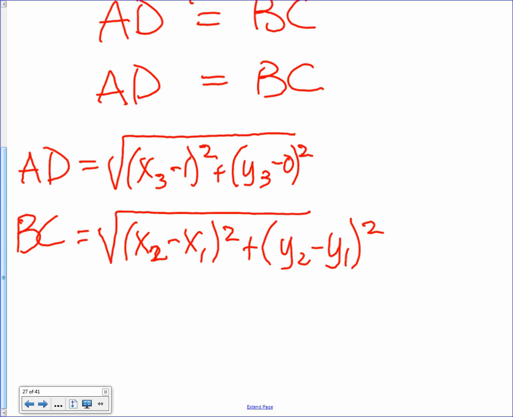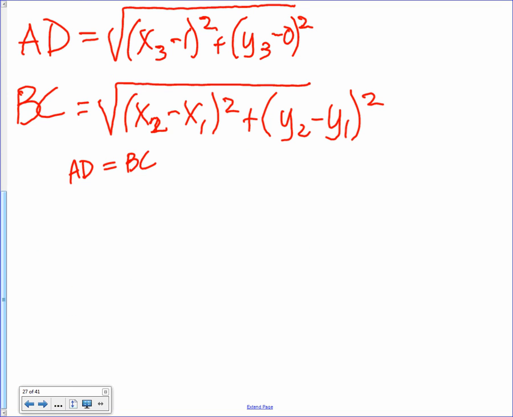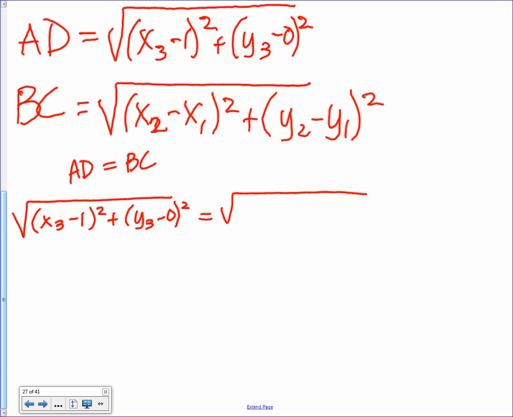So here's the deal. AD is equal to BC, and we just came up with two equations for those. Ready? AD is the square root of x sub 3 minus 1 squared plus y sub 3 minus 0 squared. And that's supposed to equal BC, which is the square root of x2 minus x1 squared plus y2 minus y1 squared. All right, here we go. I need to solve for x sub 3.